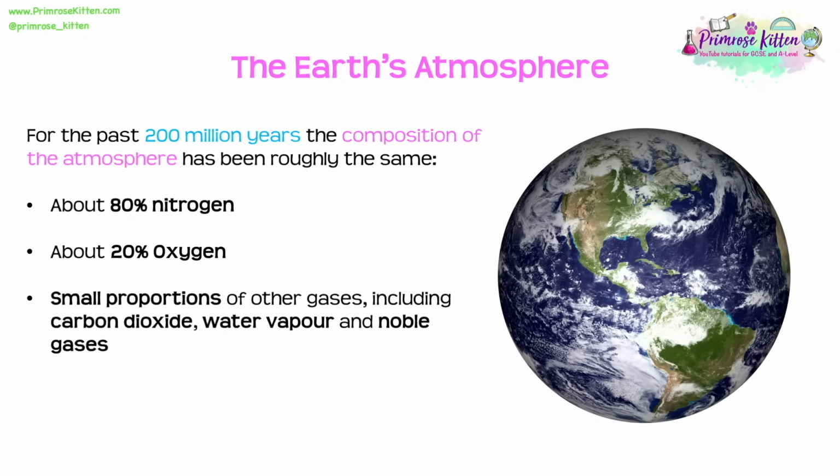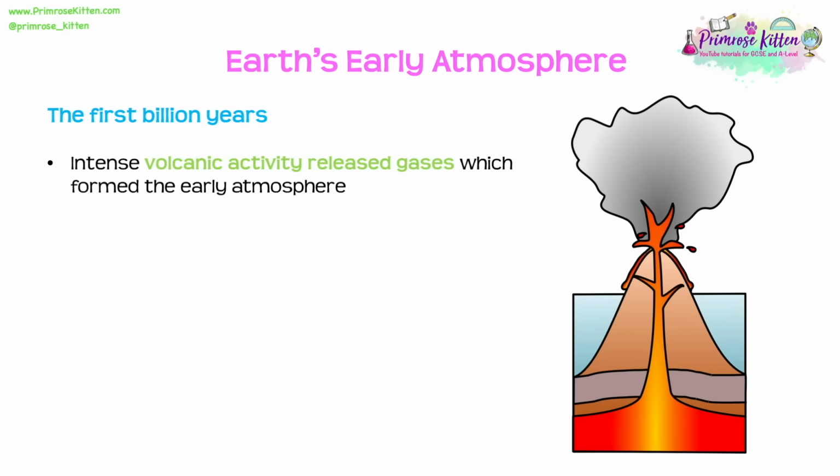For the past 200 million years, the composition of the atmosphere of the Earth has been roughly the same. We have about 80% nitrogen, about 20% oxygen, and small proportions of other gases, including carbon dioxide, water vapour, and the noble gases as well. We need to know about how the Earth's atmosphere has evolved.